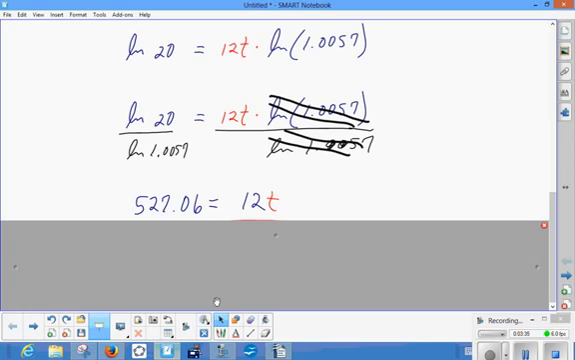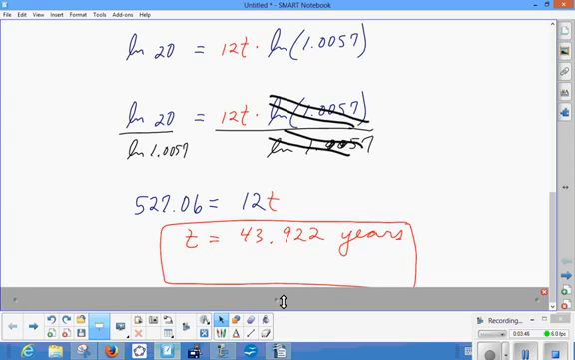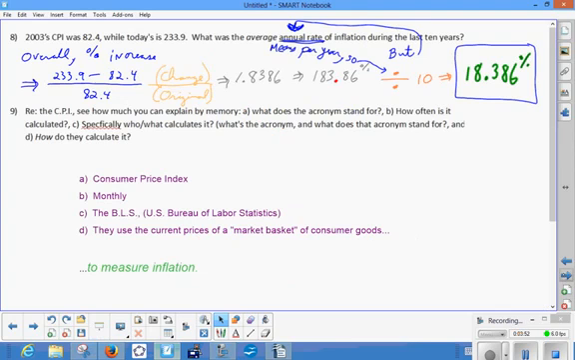I enter this into my calculator on the left. Evaluating that expression, we have 527.06 is equal to 12t. Divide both sides by 12, and there we go. T is 43.922 years. Okay, number 8.